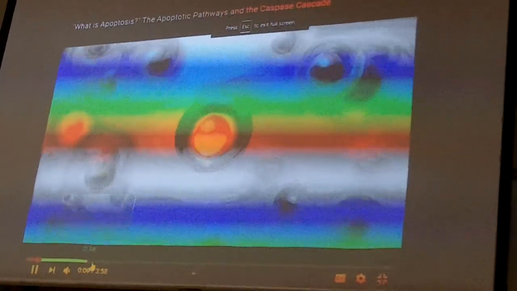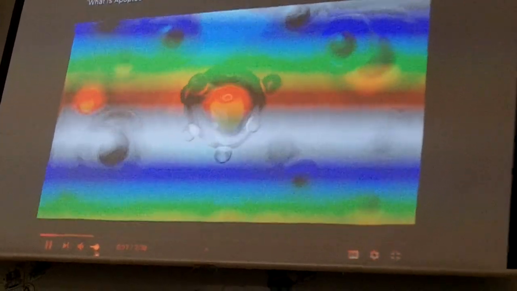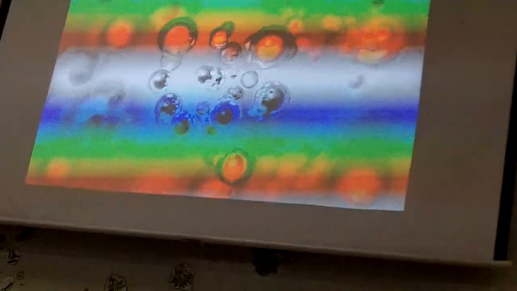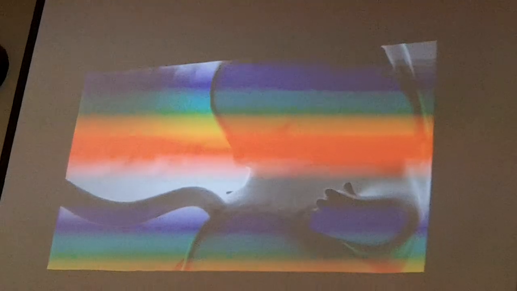Apoptosis is an important cellular process that allows cells to die in a programmed fashion. Apoptosis plays an essential role in growth and development, such as in the womb, where the fetal hand starts out as web, and fingers are formed through the programmed death of the cells in the web.